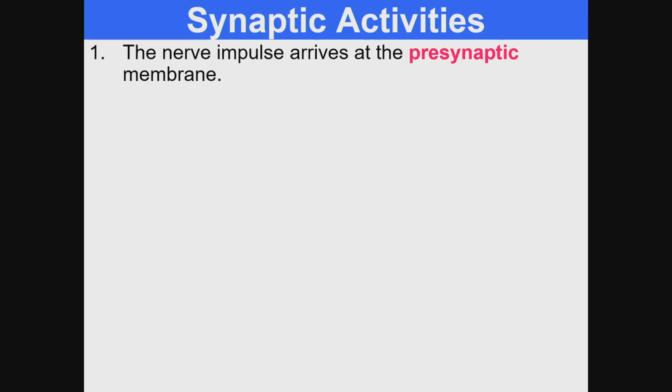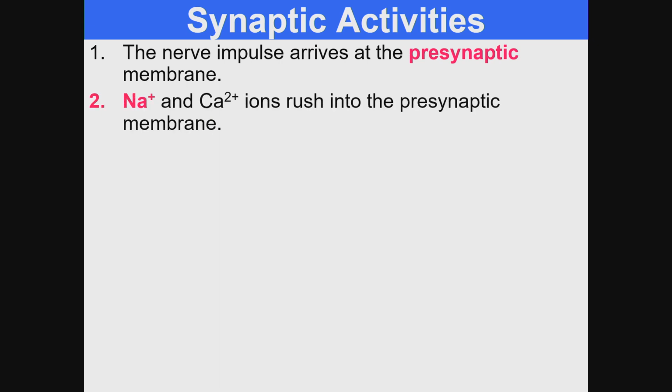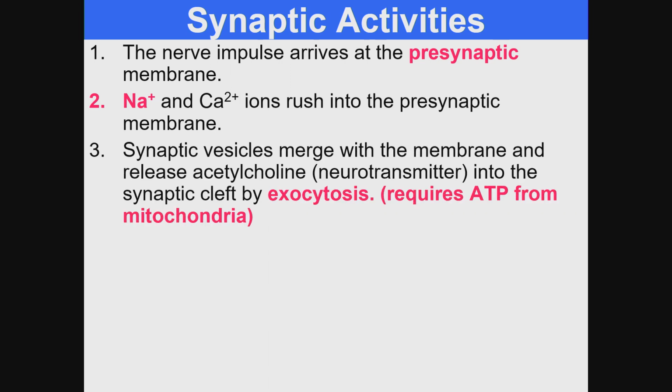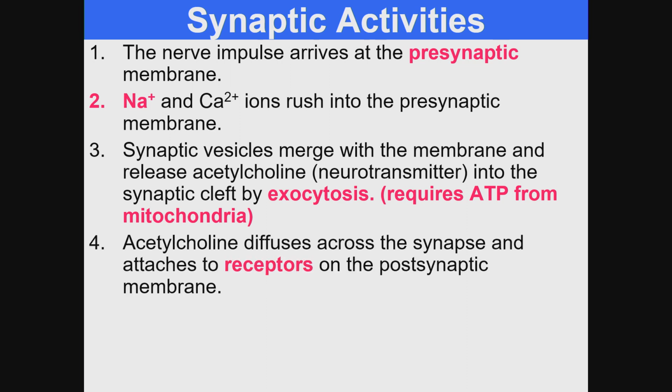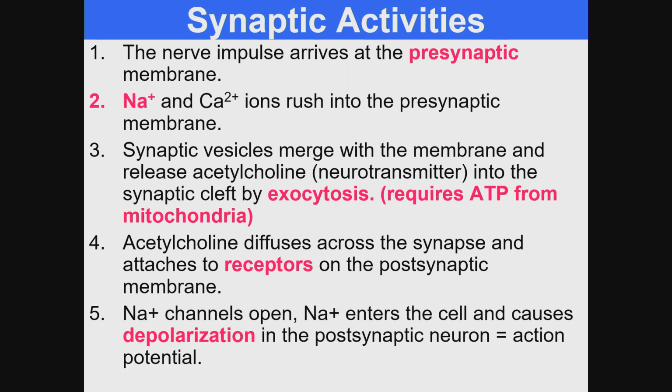Step 1, the nerve impulse arrives at the presynaptic membrane. Then sodium and calcium ions rush into the presynaptic membrane. The calcium causes synaptic vesicles to merge with the membrane and release acetylcholine, the neurotransmitter, into the synaptic cleft by exocytosis. This requires ATP from mitochondria. Acetylcholine diffuses across the synapse and attaches to receptors on the postsynaptic membrane. Sodium channels open. Sodium enters the cell and causes depolarization in the postsynaptic neuron, or in other words, an action potential.